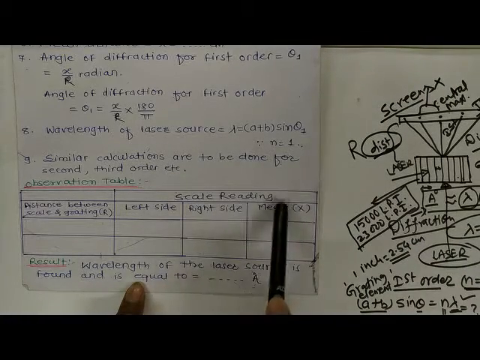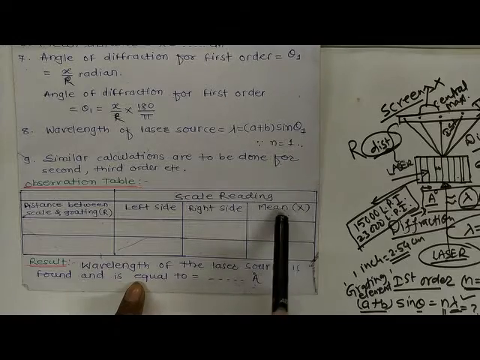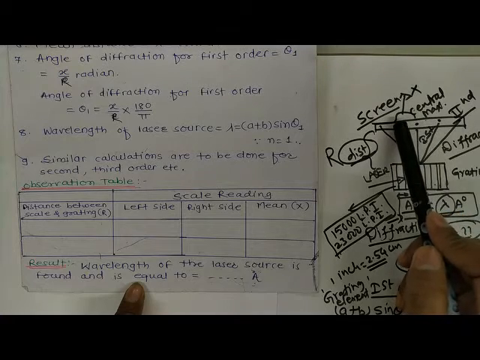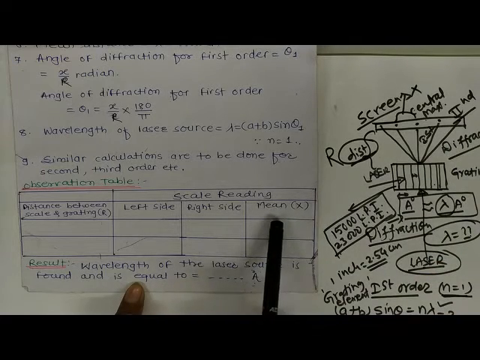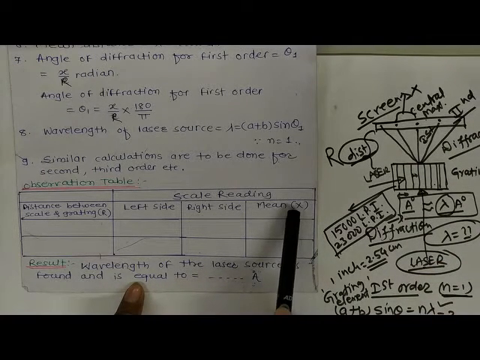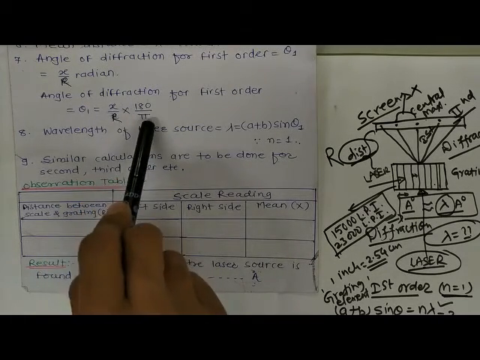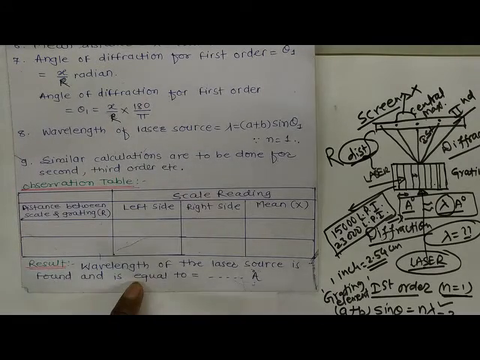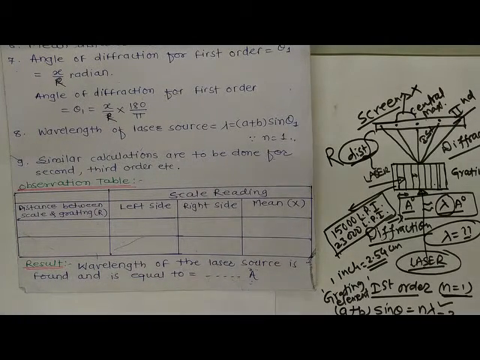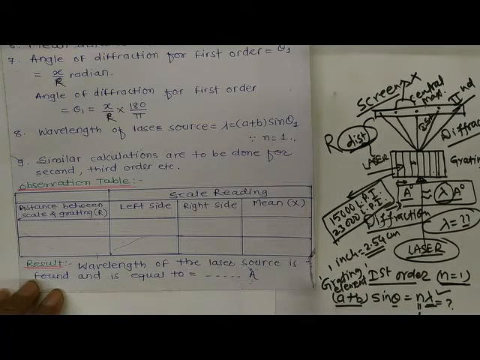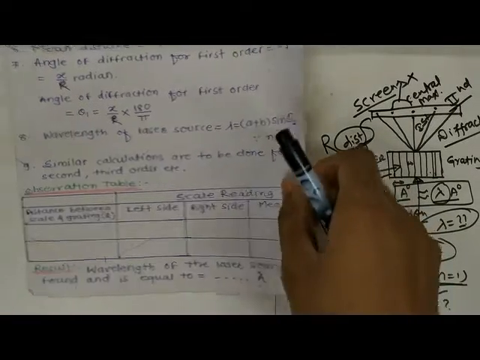The scale reading is x, but we will take it on both sides. We will take the distance of this point from the central maxima and the distance of this point from the central maxima on either side, and take their mean, and that is the scale reading x. Now this is r, this is x, and you can substitute x and r in the formula with 180 by pi to get theta. Likewise we have to take at least 5 to 10 readings, right? And finally by using the formula (a plus b) sin theta, you will get the wavelength of the laser source. So this is simply the chart discussion.